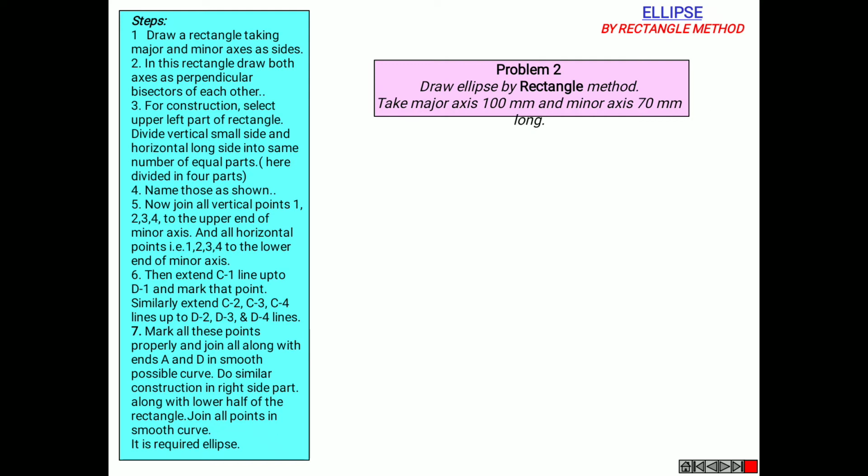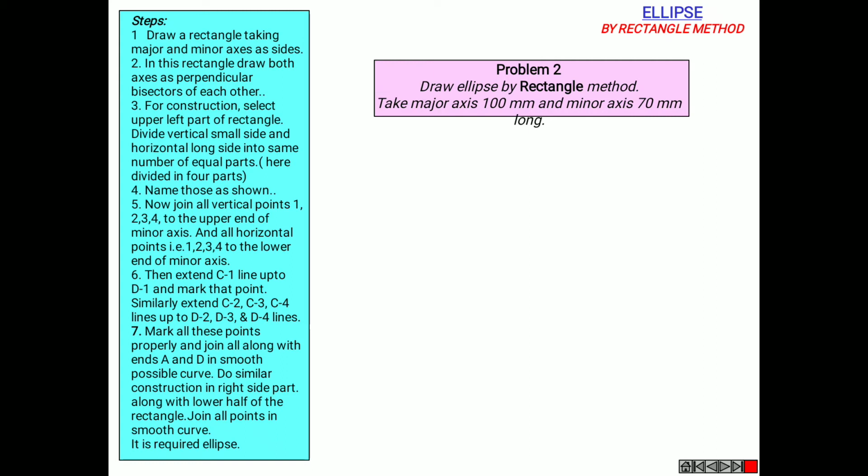Sixth step, then extend C-1 line up to D-1 and mark that point. Similarly, extend C-2, C-3, C-4 lines up to D-2, D-3 and D-4 lines.